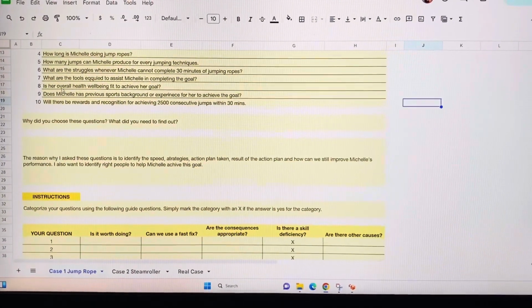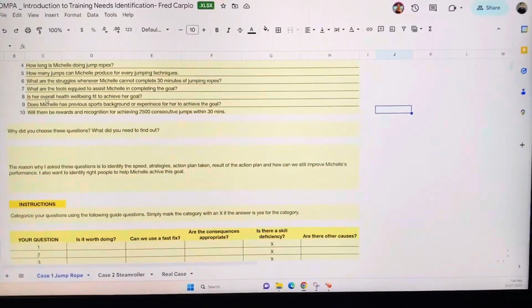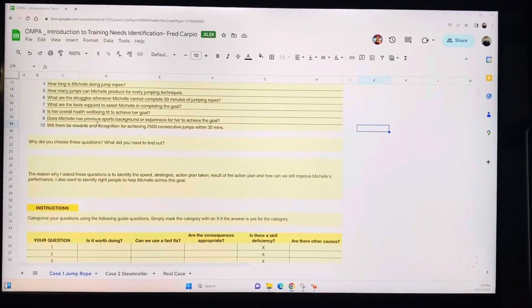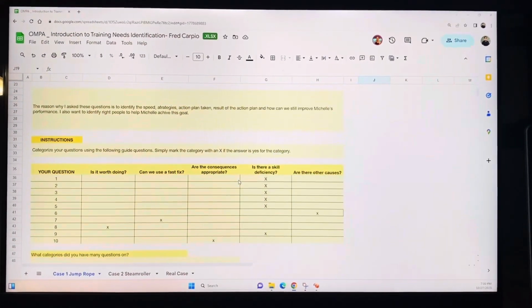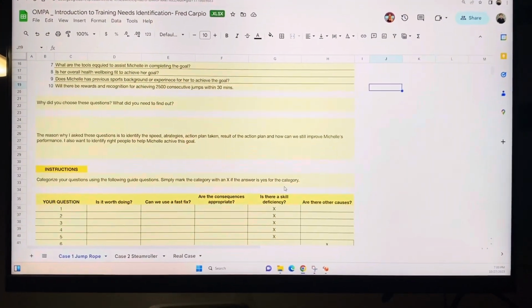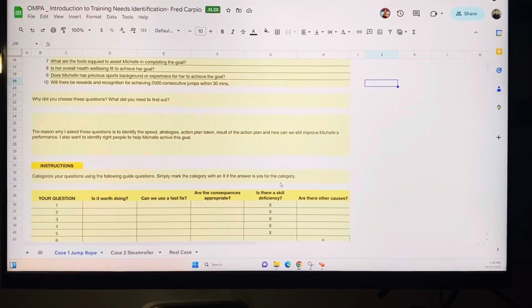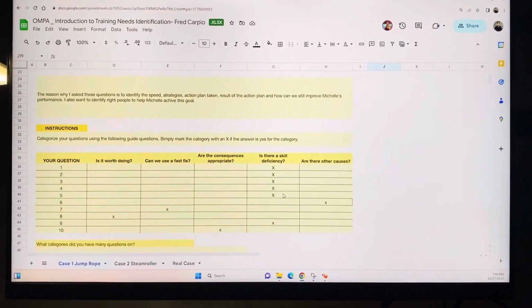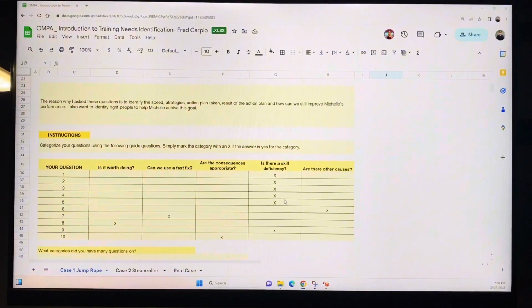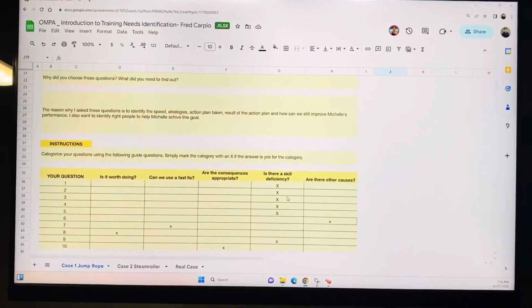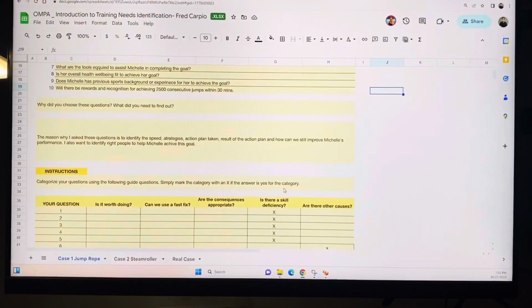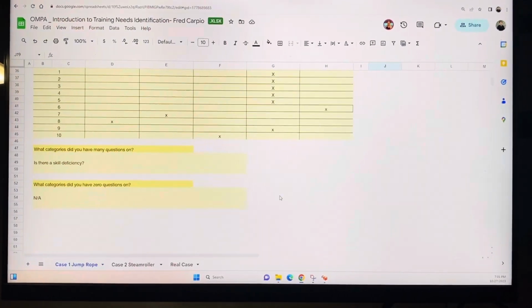Because is her overall health and well-being fit to achieve her goal? If she's not fit, definitely she will not be able to complete the 2,500 jumps within 30 minutes task. For number 9, another skill deficiency, since this is whether Michelle has a previous sports background, so this is another measurement or baseline data that we needed for this TNA. And lastly, are the consequences appropriate? Because we want to identify if there are any rewards or recognition for completing the task.